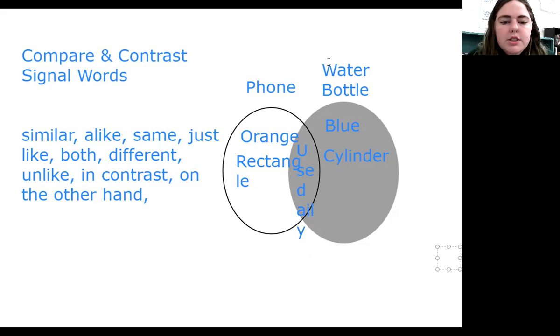So what we're going to do now is go over some passages and look for those signal words and see if we can find them and decide if they're compare and contrast. All right, so we're going to do two together and then you're going to do two on your own. So let's do this one.